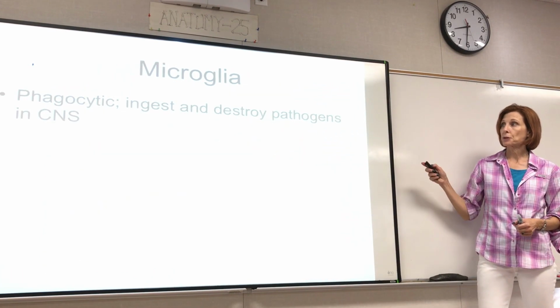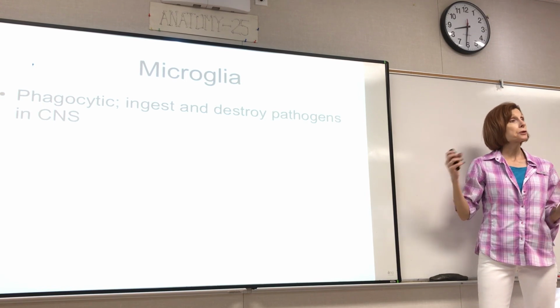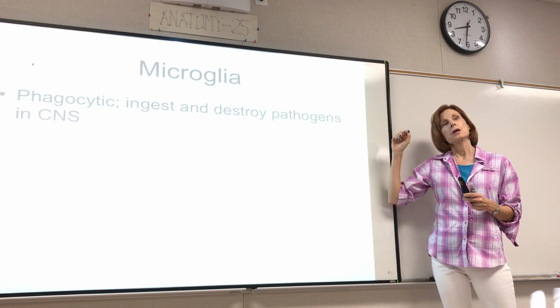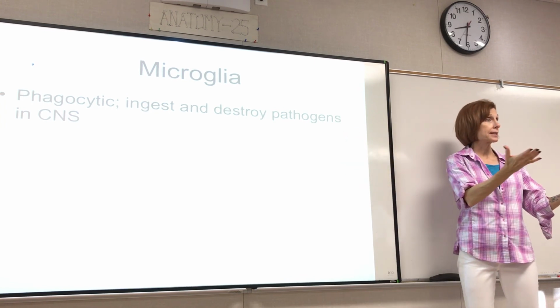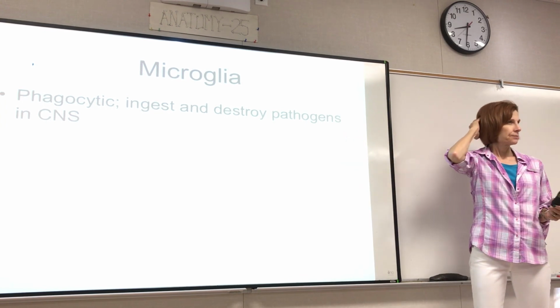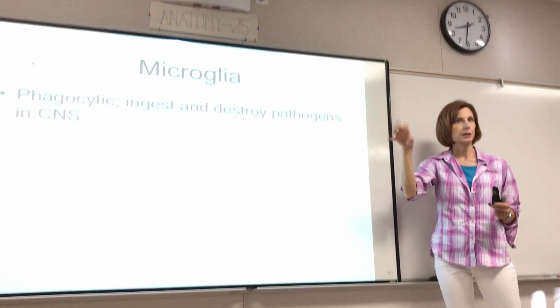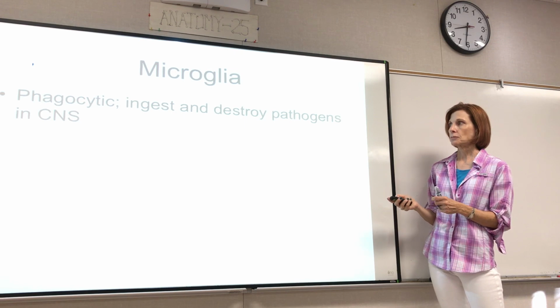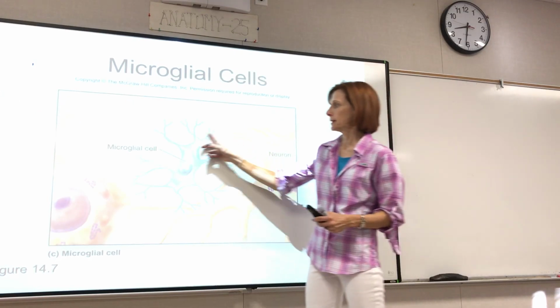Okay, so the next type of neuroglial cell is called microglia. These are phagocytic, meaning these will ingest and destroy foreign invaders. So this would be like the macrophages in our connective tissues that wander around looking for pathogens or foreign invaders. And they look kind of like this.